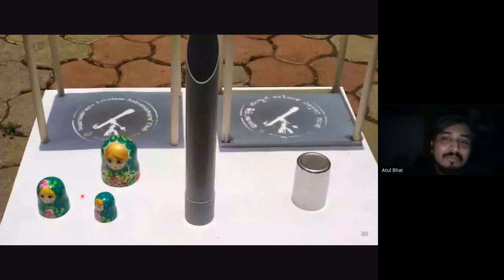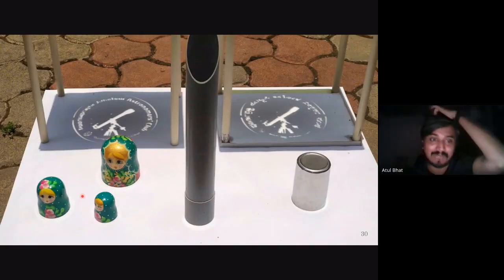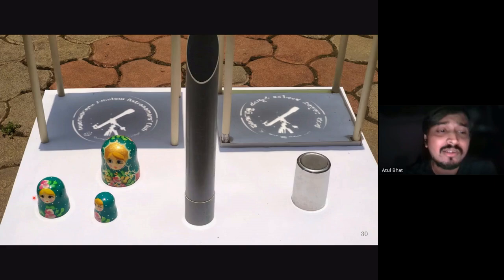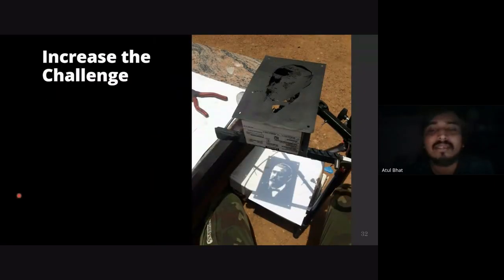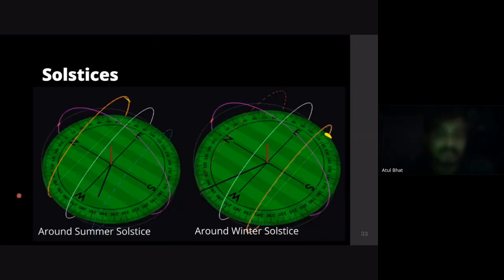If you have the basics, you can keep a glass like this or a pipe like this and have a zero shadow moment yourself, or get more creative and do these things in your institution.